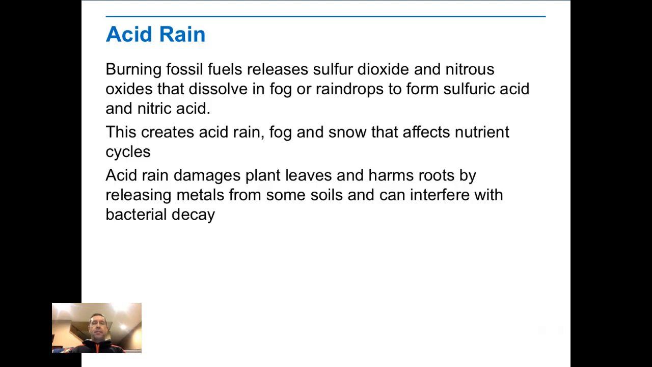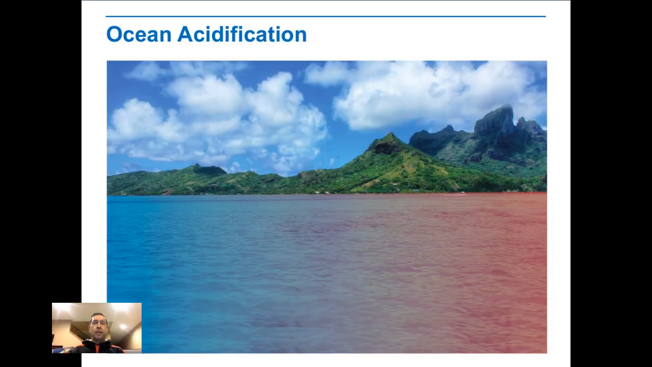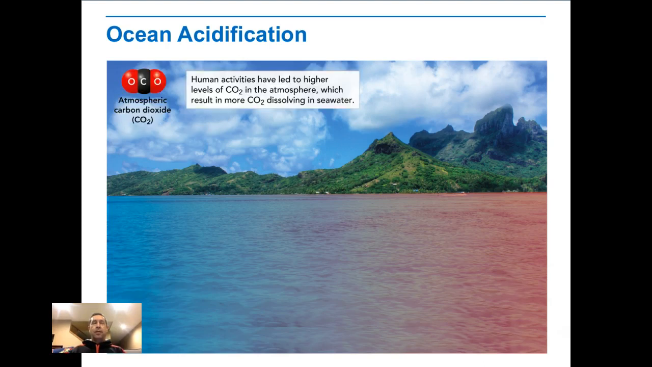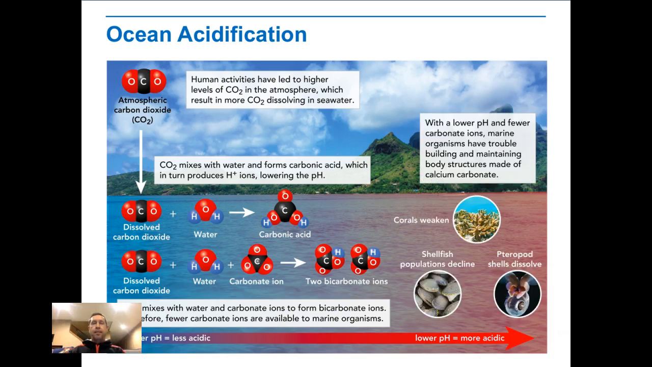Acid rain damages plant leaves and harms roots by releasing metals from some soils that can interfere with bacterial decay. Acidification of fresh water can kill aquatic organisms, both plants and animals. Ocean acidification is another major problem associated with human activity. Higher CO2, more dissolved CO2 in the ocean creates carbonic acid, lowers the pH of the ocean water. This can then affect the shell formation of some animals, can damage coral, and things like that.